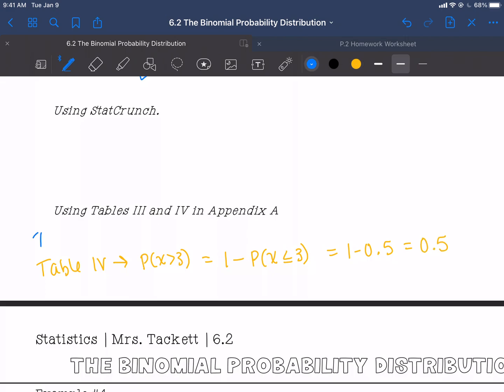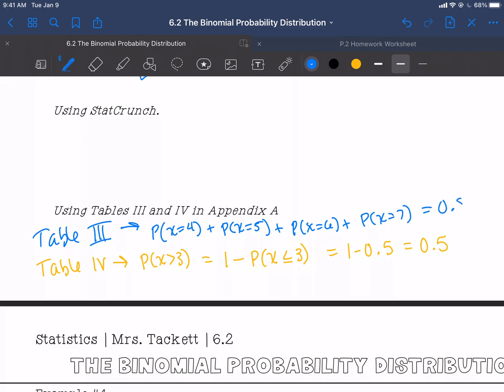Your other option using table 3 is to add up all the probabilities. So you would find the probability that x is 4, add that to the probability that x is 5, add that to the probability that x is 6, and add that to the probability that x is 7, and you're going to get 0.5 as well. So either way works just fine.